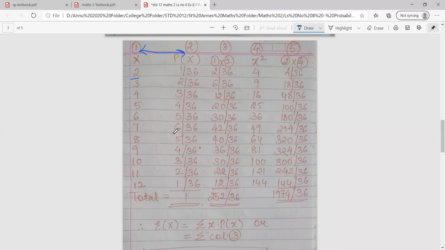And for 7, you have 6 by 36. This is the maximum limit. After that, you can go back in the reverse order: 5, 4, 3, 2, 1 by 36. So this is a very simple way to find out the probability of all the numbers to get the sum of different numbers. So 1, 2, 3, 4, 5, 6, 5, 4, 3, 2, 1. This way the probability is prepared. Now your probability distribution table is ready.